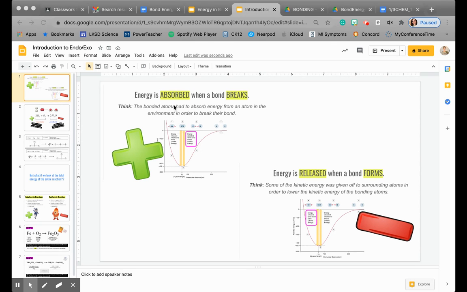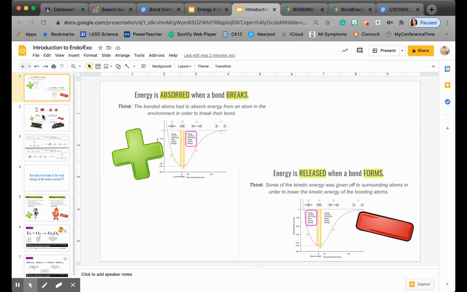Now, if we know that absorbing energy has a positive value to represent breaking bonds, then the opposite is also true, that a negative value could be used to represent releasing energy or giving off energy when a bond forms. Okay, so we're going to keep that in our head. Bond breaking, positive value, bond forming, negative value.